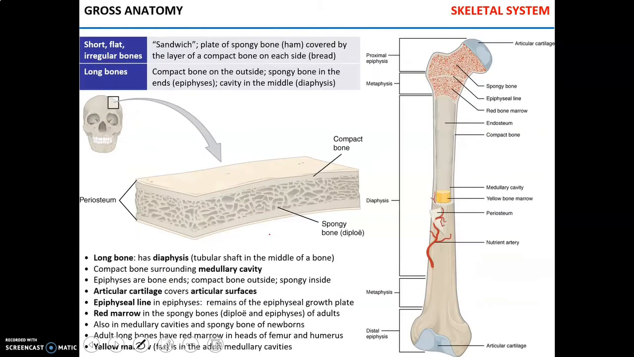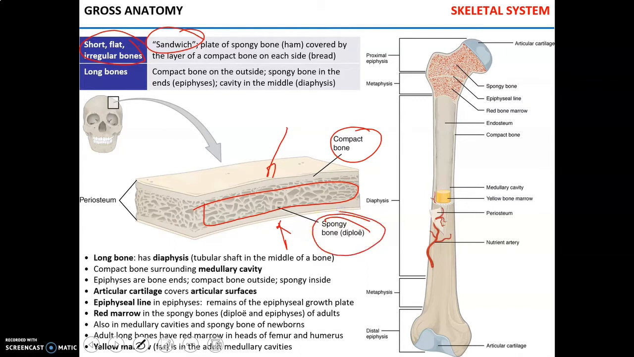Let's take a look at the gross anatomy, the macroscopic anatomy of short, flat, irregular, and long bones. So all short, flat, and irregular bones are structured as a sandwich. There's a plate of spongy bone encased between two layers of compact bone. Basically, compact bone is like bread, and spongy bone is like ham.